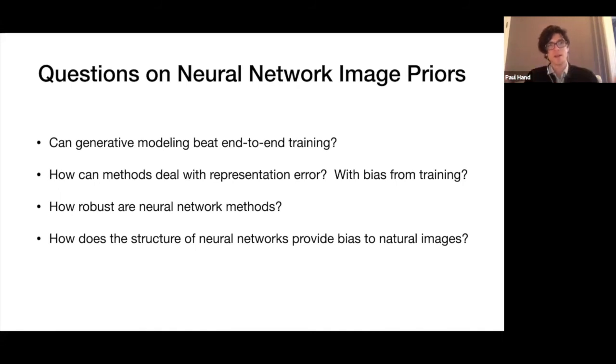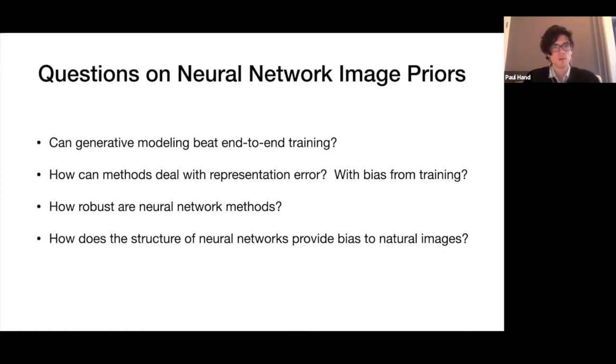And this is exactly how the whole field is built, right? You hand it, say, a bunch of images and a bunch of labels. This is a cat and this is a dog, and you just tell it to learn the whole map in between. So generally speaking, right now, the best methods are end-to-end trained. And generative modeling hasn't quite beat those yet.